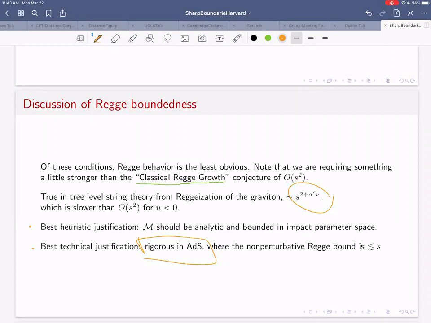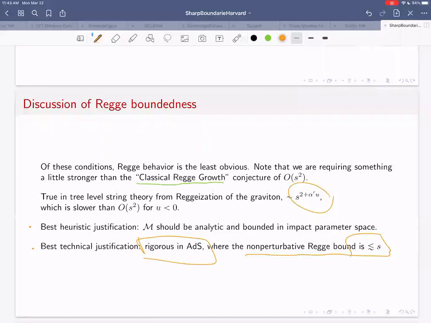In fact, the non-perturbative Regge bound in conformal field theory is actually much stronger. It tells you that the growth should be just S. And so, of course, there are many people that study this, and it hasn't really been turned into a theorem. But the idea is that you should start in AdS, where the story is perfectly well defined, and somehow carefully take the limit, and hopefully derive this more general bound.